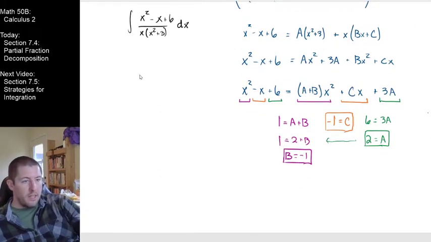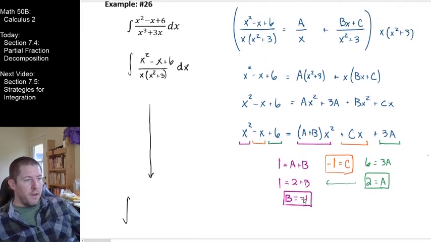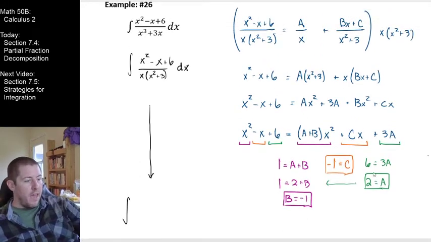So it looks like we're saying now that we're going to be able to rewrite this as the integral of, and now I'm just using the terms that we just solved for here. So we found that a was 2, so it looks like it's 2 over x, that's my first term, plus, and what do we get here? -1 for b and -1 for c.